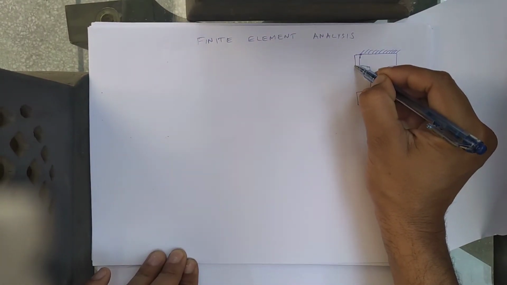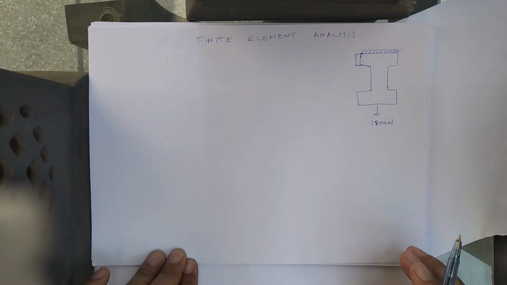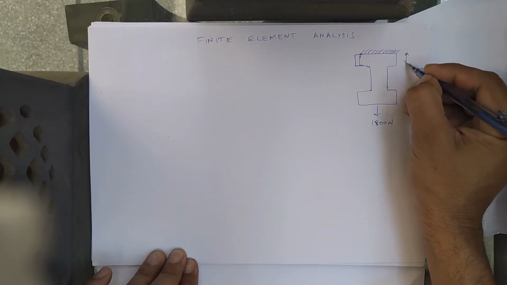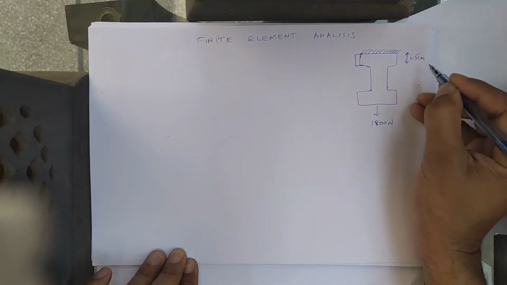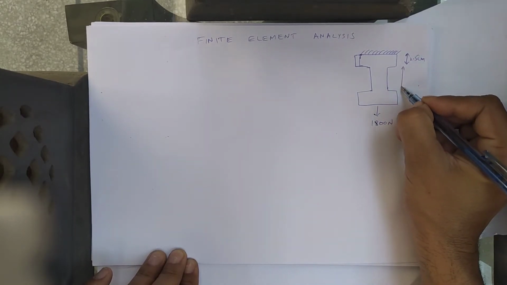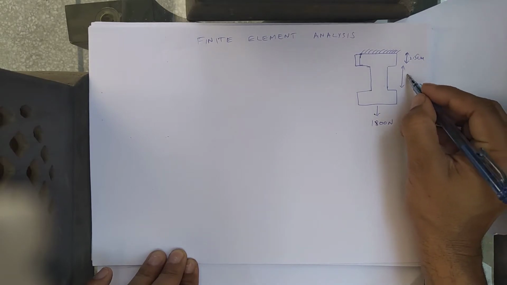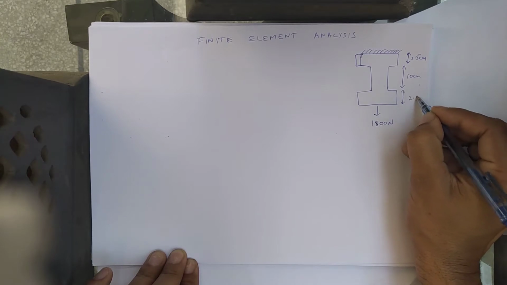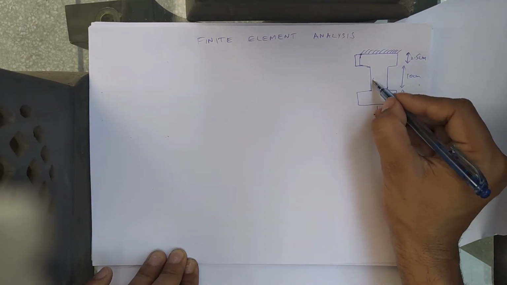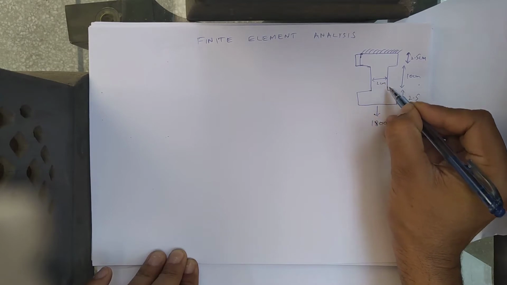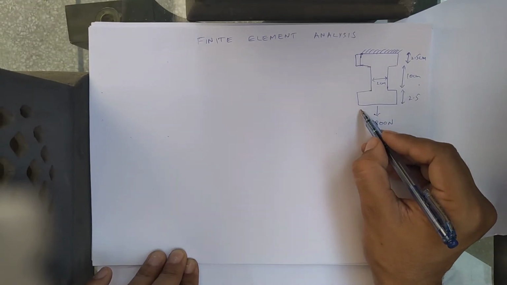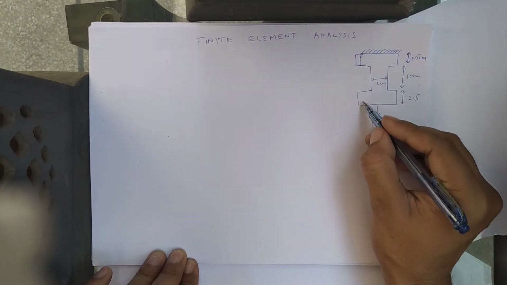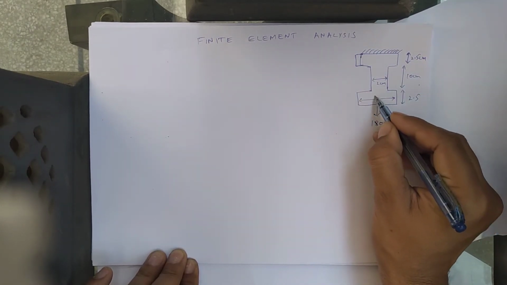Let's make it a little symmetrical. Okay, let it be 2.5 centimeter. This length is 10 centimeter, and this length is 2.5 centimeter again, right? And the width here is 2 centimeter, and the total width is 8 centimeter, right? Let it be drawn here. So it's 8 centimeter.